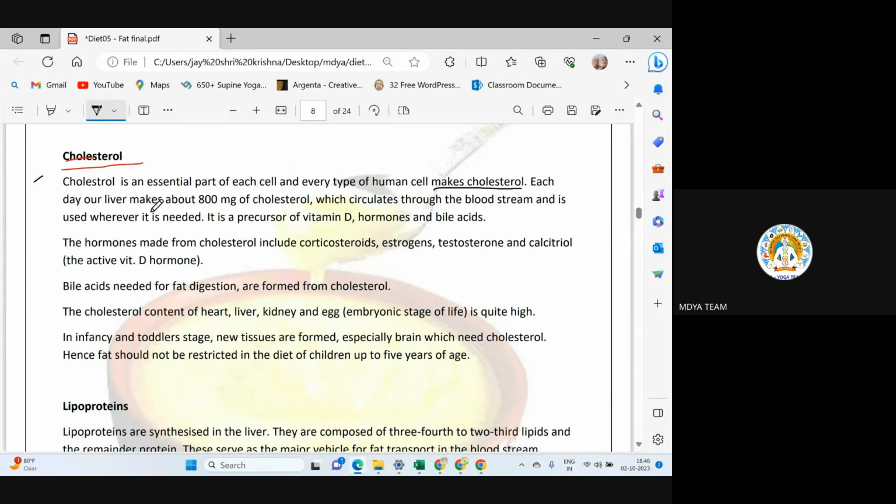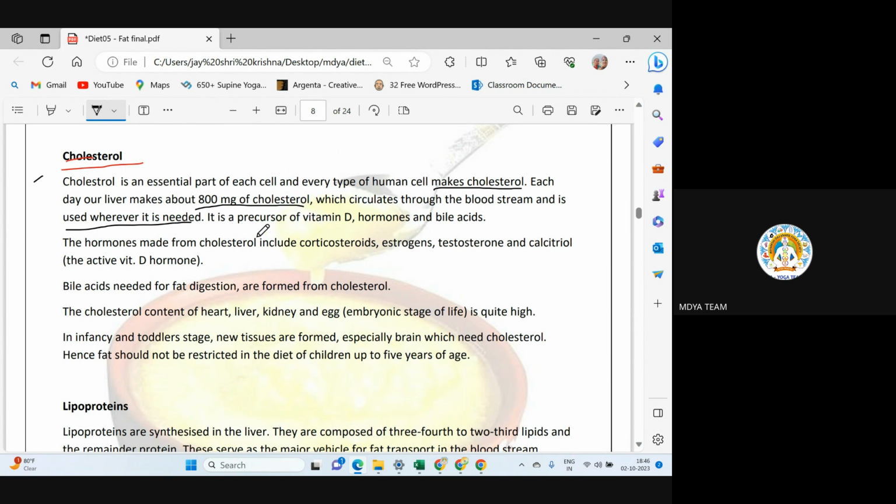Each day, our liver makes about 800 mg of cholesterol, which circulates through the bloodstream and is used wherever it is needed. So the liver produces the maximum amount of cholesterol and then circulates it in the blood. Whichever tissue needs this cholesterol will absorb it from the blood and then use it.